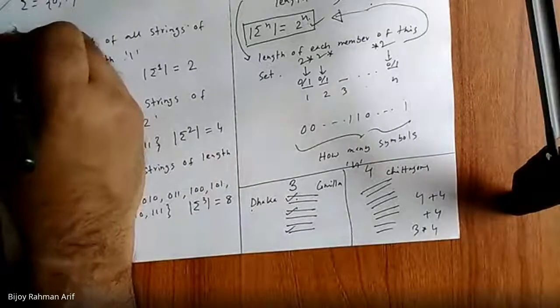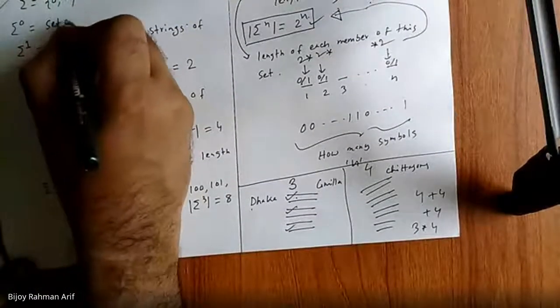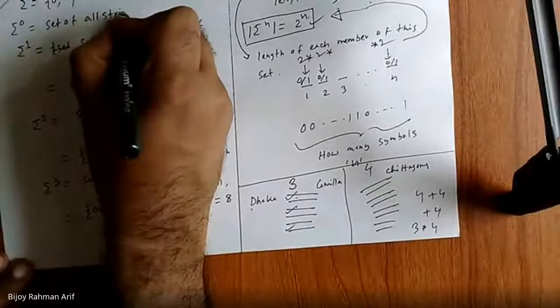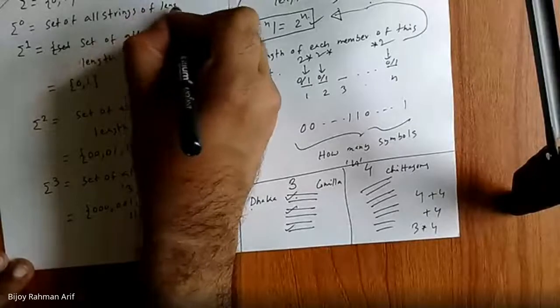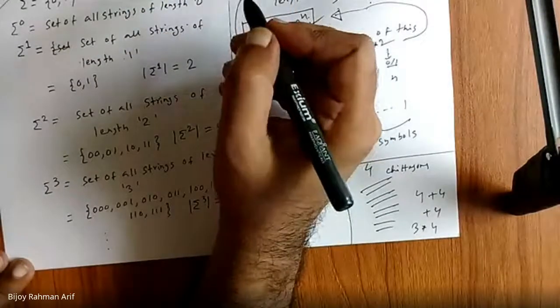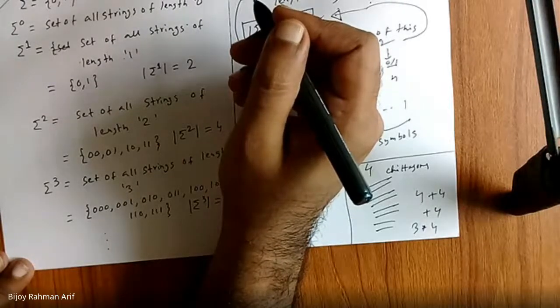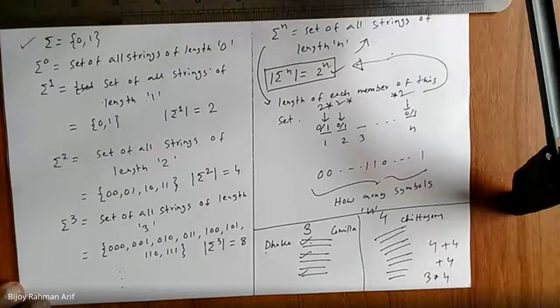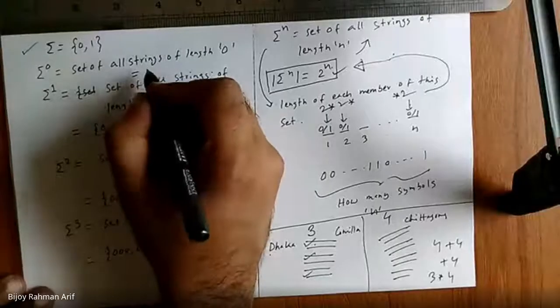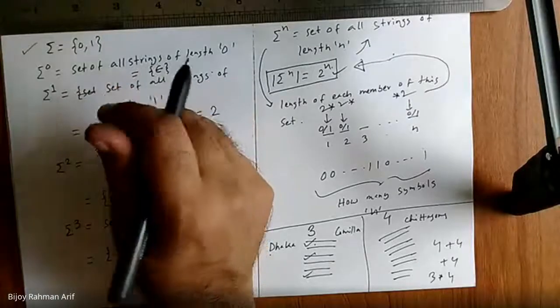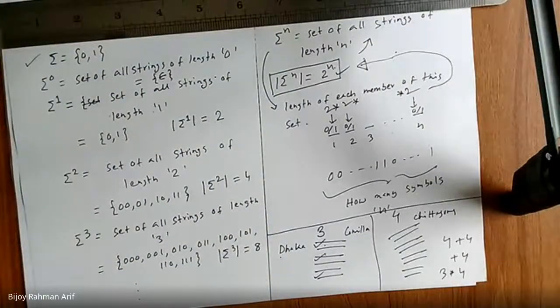Yes, sir. Okay. Now let's go to the special one. That is sigma to the power 0. That is the set of all strings of length 0. Set of all strings of length 0. What would that be? It is not called blank, it is called epsilon. This is the special string which is nothing, the empty string, blank.